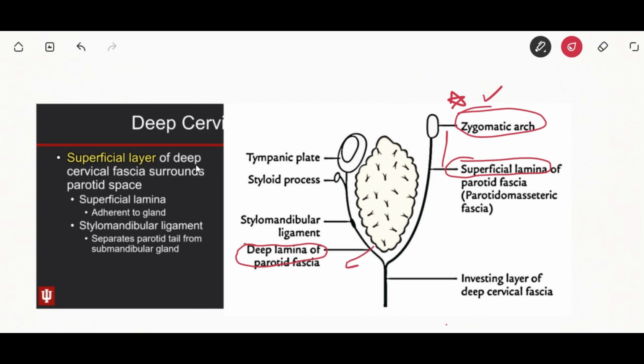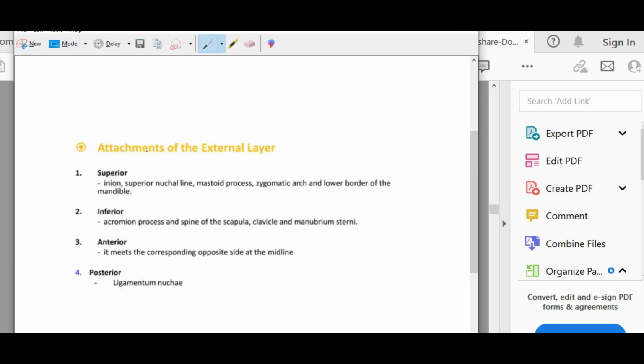Between the styloid process and angle of mandible, the deep lamina is thick and forms the stylomandibular ligament that separates the parotid gland from the submandibular gland, and it is pierced by the external carotid artery. At the base of mandible, it encloses the submandibular gland. The superficial lamina is attached to the lower border of the mandible and the deep lamina is attached to the mylohyoid line.